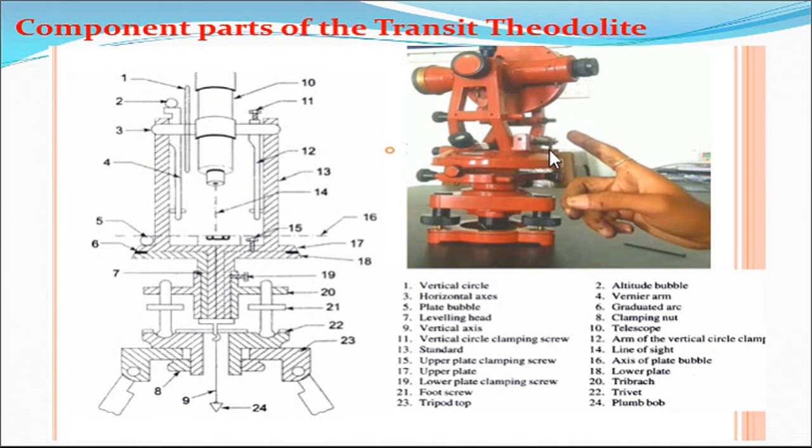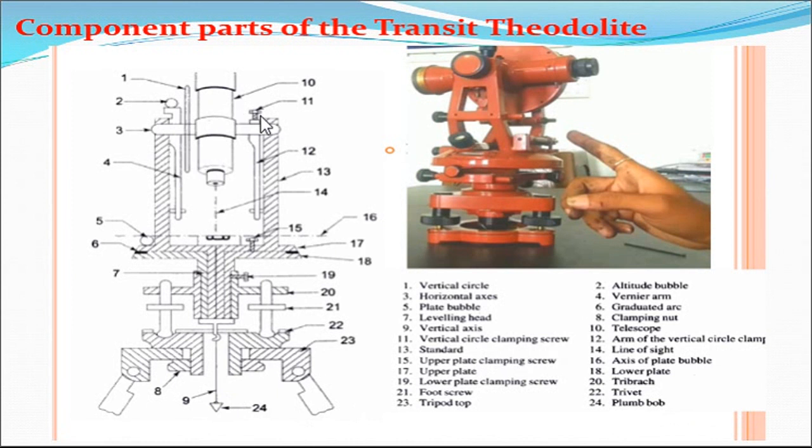This is the level tube. Number 6 is the graduated arc, which is used to measure the horizontal angles. Number 7 is the leveling head. Number 8 is the clamping nut, used to fix the theodolite on the tripod stand. Number 9 is the vertical axis, and this is a plumb bob. Number 24 is the plumb bob for centering the theodolite. Number 10 is the telescope.